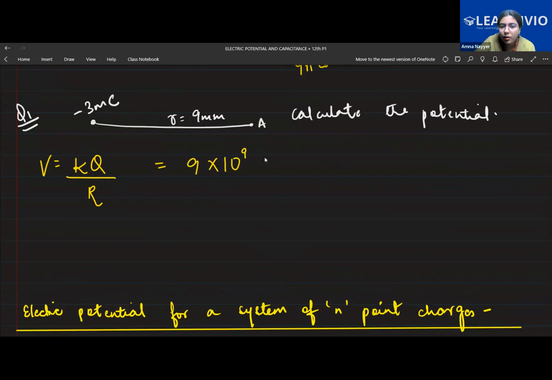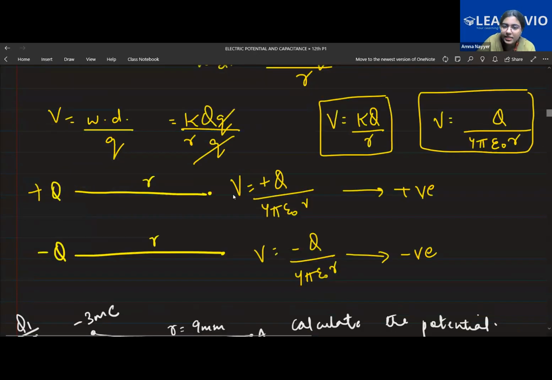Ibrahim, can you tell me what is the value of charge which should be put here? Ma'am, +3 into 10 power minus 2. Why positive 3? Ma'am, because it's charged, so it won't be a vector, it will be just a scalar. Charge is a scalar, potential is a scalar. So see, what did I tell you before this? When you have a positive charge, you put it as positive, and when it is negative, you put the charge exactly as negative.